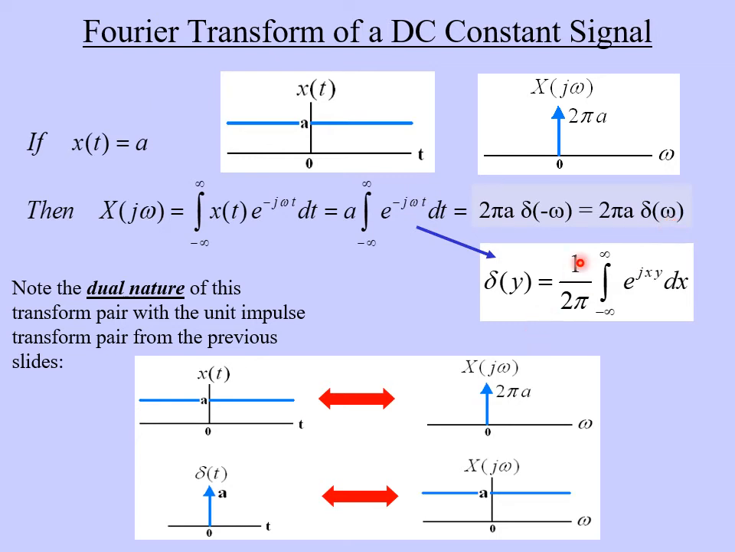So what does this look like? Well, this is our Fourier transform of your battery. It's equal to 2 pi times, in your case, the a would be 12. So this would be 24 pi, and it is a spike in frequency that occurs at 0 radians per second.